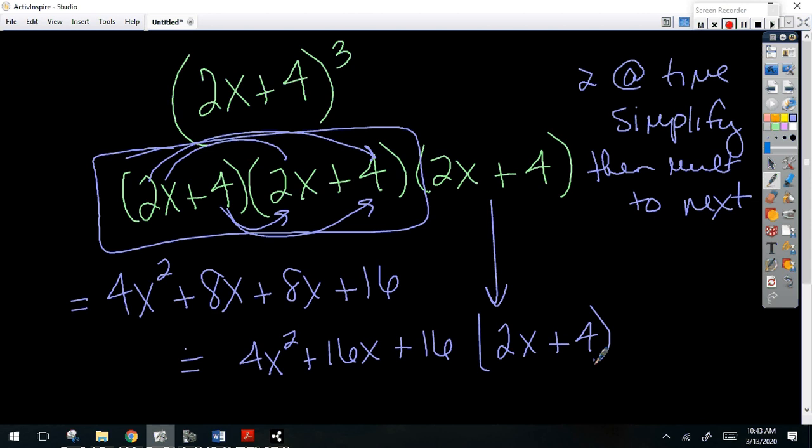Okay? Wait, why? Never mind. You could do 2 at a time if you multiply the 2 products together. Yes, you could if you had 4.